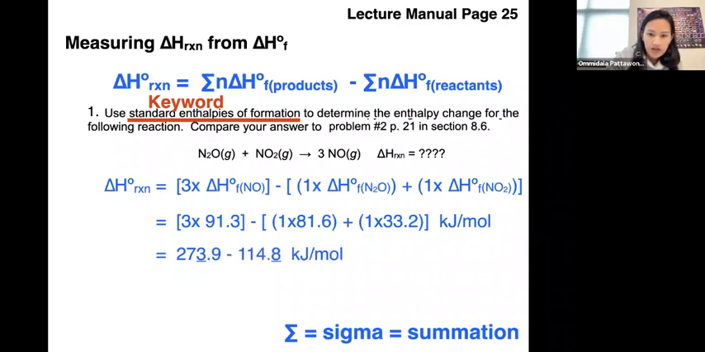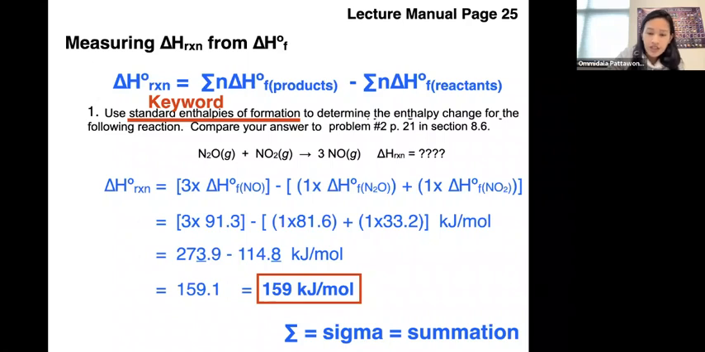And the last one, you do addition right here, it's going to come out with 1 decimal place. The last operation is subtraction. So it's going to go by the least number of decimal places, which is based on this 3 sig fig, right? So it's going to be 0 decimal places. So your answer is going to come out to be 159 kilojoule per mole.